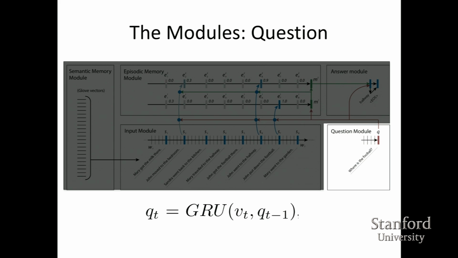Now, the question also is just a standard GRU. We have here our word vectors. We call them VT here. And basically, we just get QT, and then we'll drop the subscript T for the last hidden state, just to simplify notation in subsequent slides.